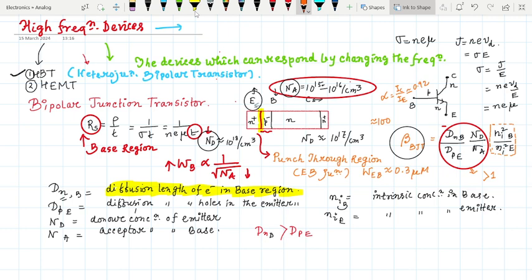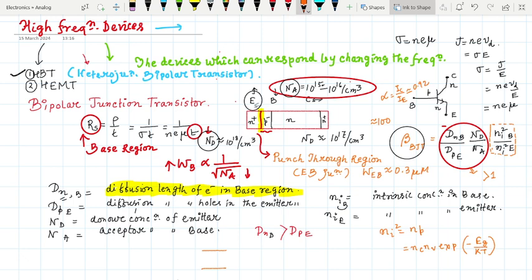Now from the law of mass action, you know that Ni square is nothing but np, which in turn is nothing but NcNv into exponential of minus Eg by kT. Eg is the band gap between the valence band and the conduction band, k is the Boltzmann constant, and T is the temperature at which you are measuring. Nc and Nv are the number densities of the charge carriers at the conduction and valence band respectively.